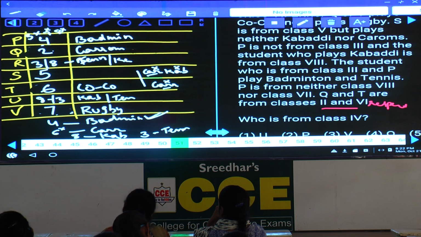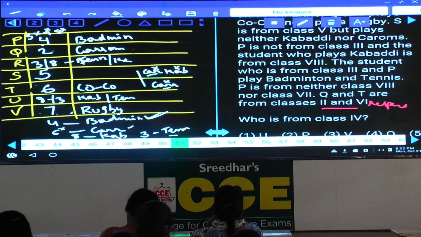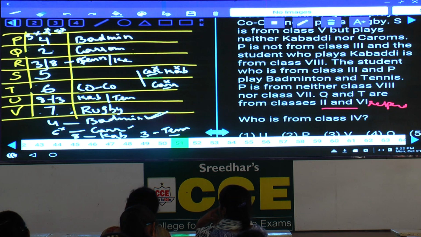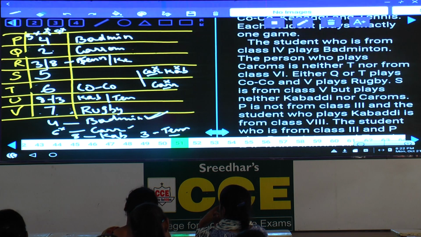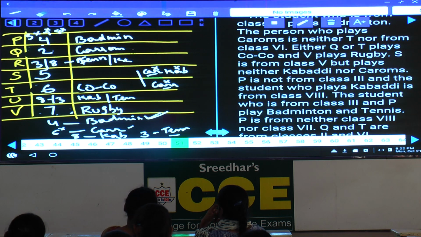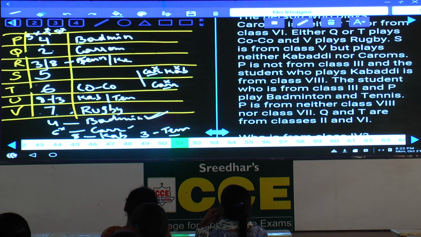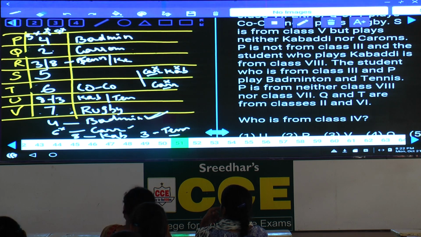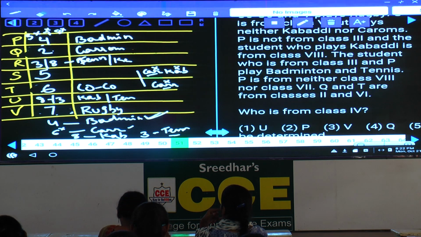Is that right? T is Kho-Kho. If this T plays Kho-Kho here, then 8th class is kabaddi, and 3rd class is tennis. Any information regarding these two, R and T? The person who plays caroms is neither T nor from class 6, either Q or T. S is from class 5 but plays neither kabaddi nor caroms. P is not from class 3 and the student who plays kabaddi is from class 8. The student who is from class 3 and P play badminton and tennis. P is from neither 8; Q and T are from classes 2 and 6.